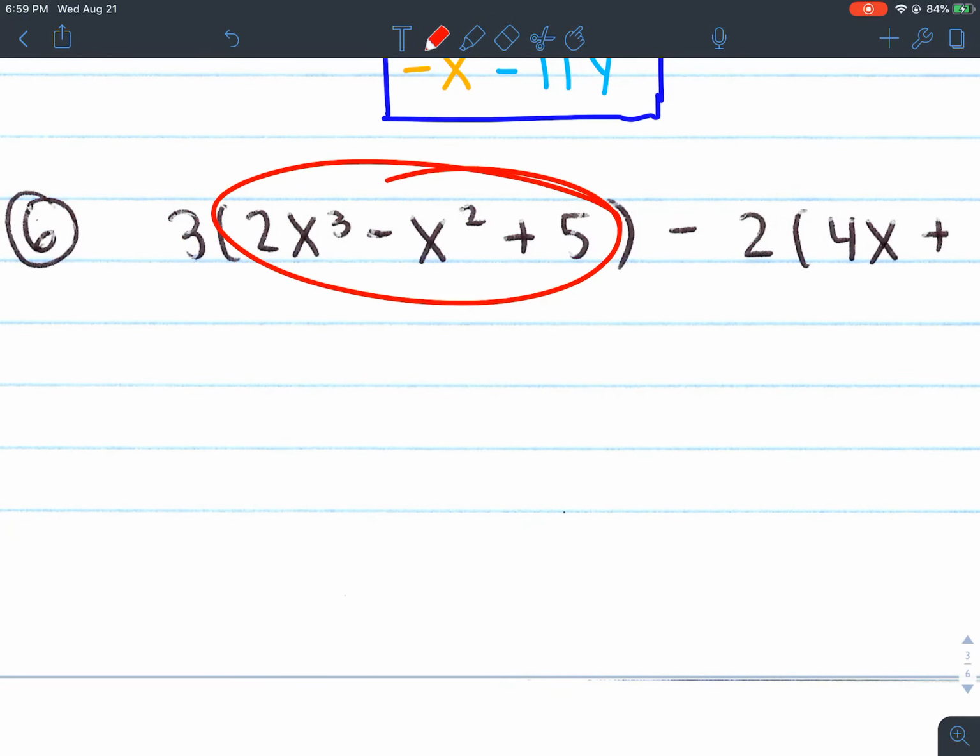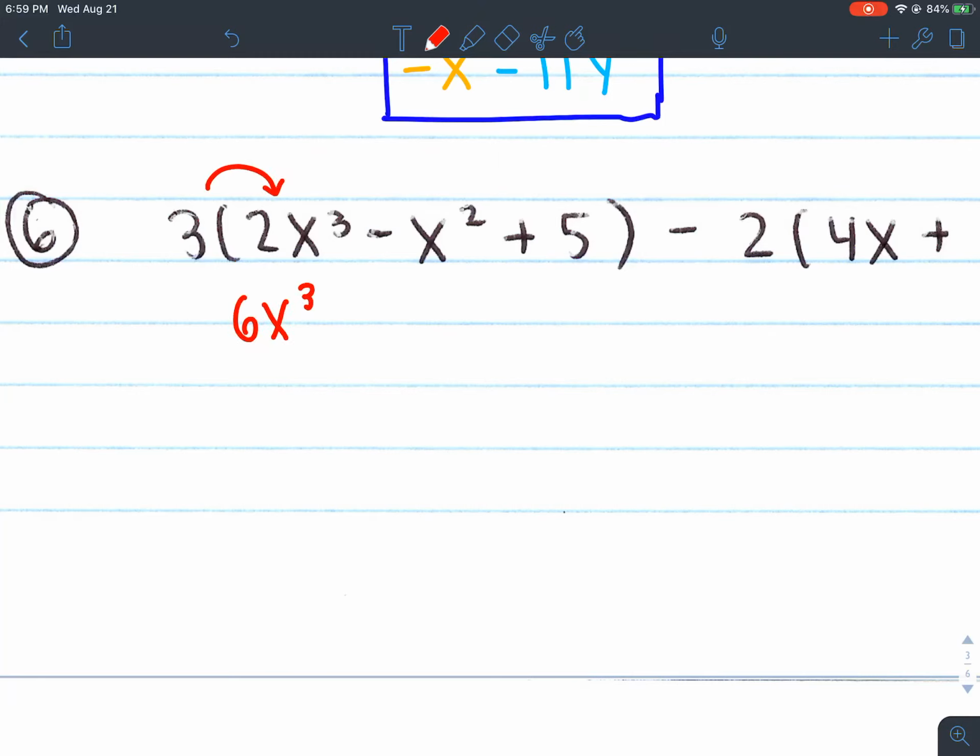How many terms are in here? 3. That means I must be distributing 3 times. So 3 times 2x cubed is 6x cubed. 3 times negative x squared is negative 3x squared. 3 times 5 is 15.